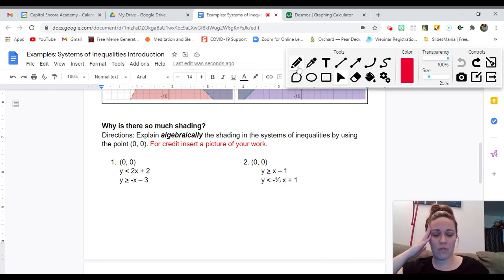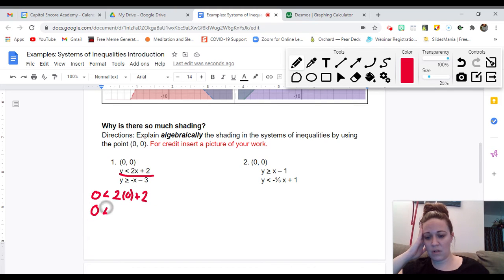For the very first one, if I plug in the point (0, 0), I'm going to use the 2x plus 2 first. So is 0 less than 2 times 0 plus 2? So is 0 less than 2 times 0, which is 0, adding 2 is 2? Yes, that is a true statement.